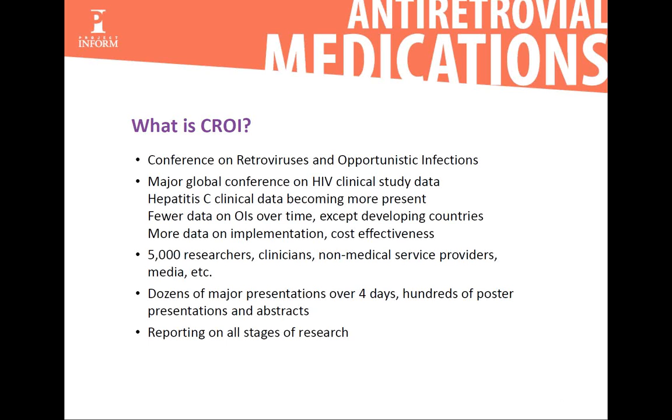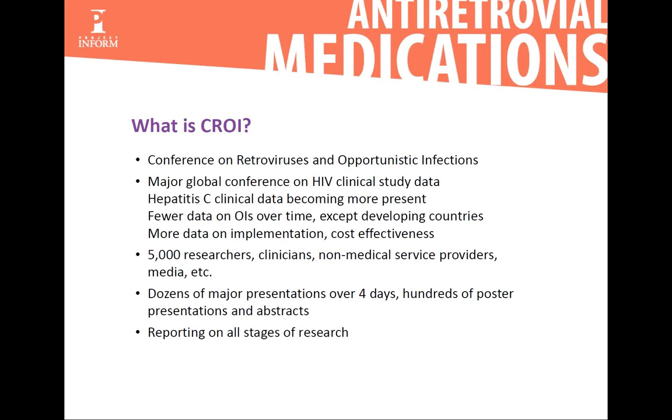Over the last 5 to 10 years, there's less information on opportunistic infections, at least within developed countries, because once you're on HIV treatment, those OIs are less of an issue. So you see much less data on OIs, but you will see a good deal of data on non-HIV related conditions such as cardiovascular disease, liver, and kidney disease related with a person taking HIV medications. And then there's more data on implementation and cost effectiveness programs. Increasingly, the last 2 years, as new hepatitis C drugs have come to market, more clinical data around hepatitis C has come out at CROI as well. So those are broadly the kind of data that you will see at CROI.